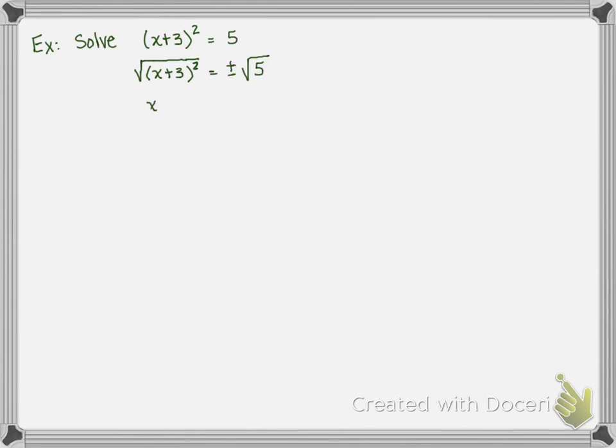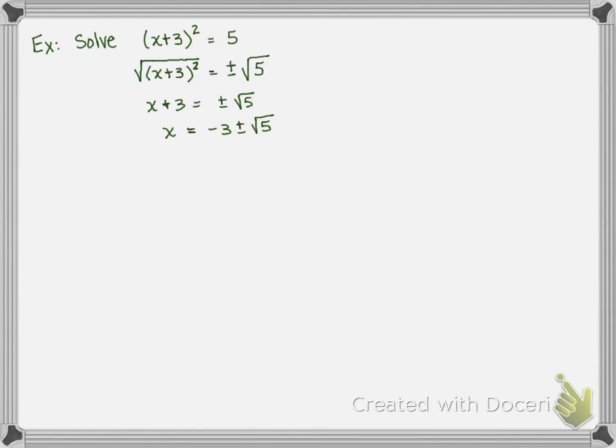So we get x plus 3 equals plus or minus the square root of 5. And then we subtract 3 from both sides. So negative 3 plus or minus the square root of 5. And those are our solutions. So that's pretty nice. It's pretty quick. A lot quicker than multiplying out that x plus 3 times x plus 3.